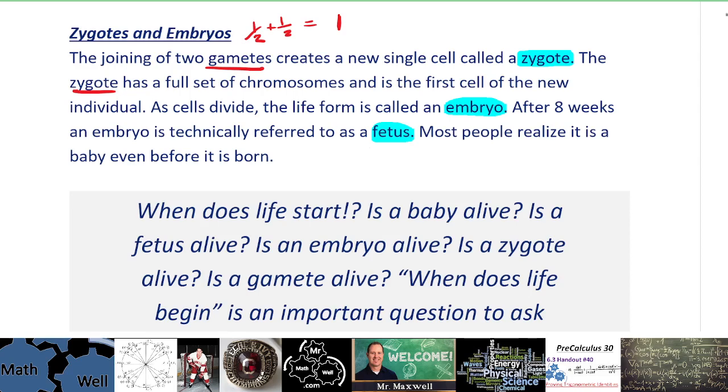Is a baby alive? Is a fetus alive? Is an embryo alive? Is a zygote alive? Is a gamete alive? When does life begin is an important question to ask, and it has far-reaching consequences. Partly your worldview will inform the answers to these questions, but as we go back in time from where you are right now, from where you're sitting right now in grade 9, if we go back in time far enough to your birth, and a few seconds before your birth, and then a few weeks before your birth, a few months before your birth, approximately 9 months before your birth, where do we stop at calling you you?